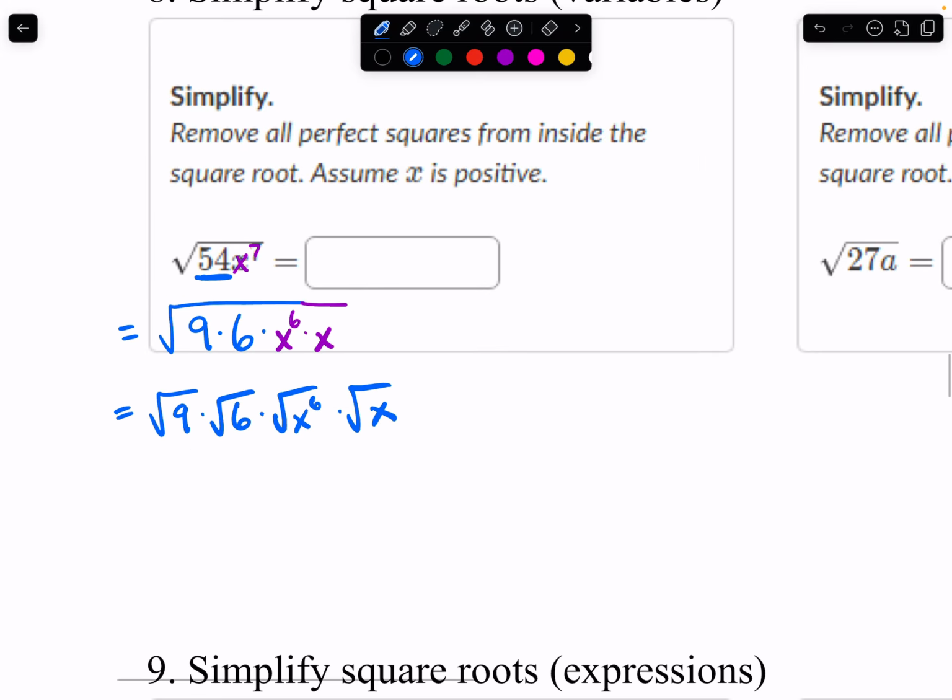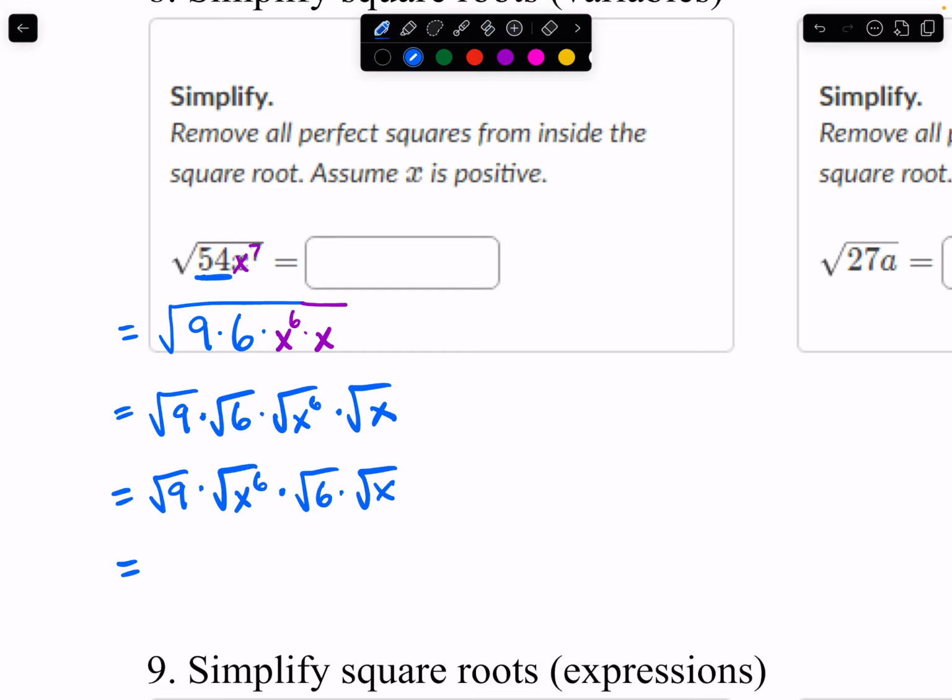And then the one extra trick I'm going to show you is that it's all multiplying, so you can change the order as well. I'm going to rewrite this as the square root of 9 times the square root of x to the 6th, and then I'll put the stuff that doesn't simplify at the end. Like the square root of 6 won't simplify. The square root of x is just going to stay square root of x. But the first two parts are perfect squares.